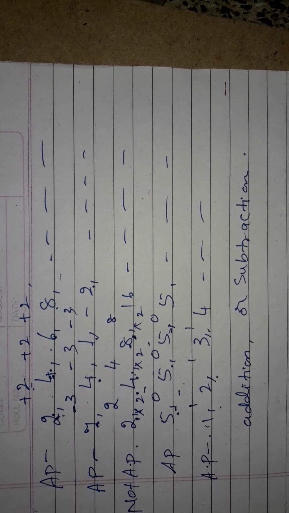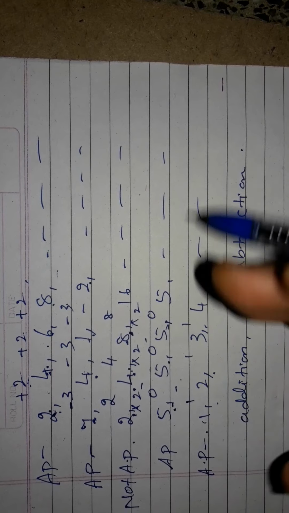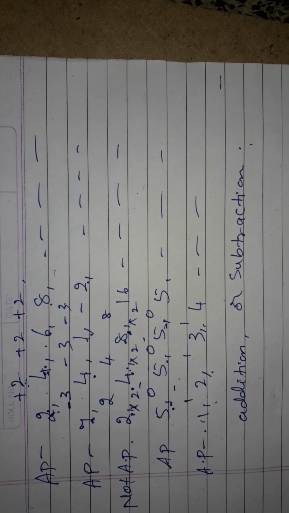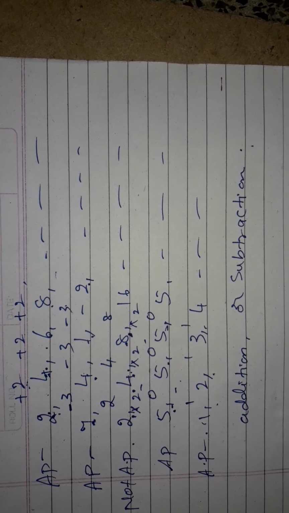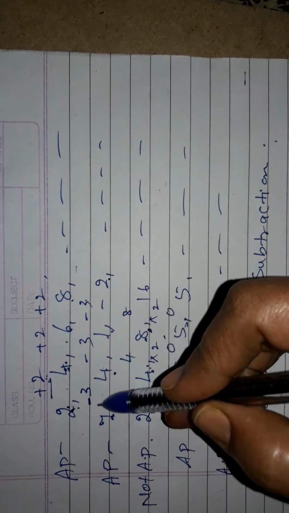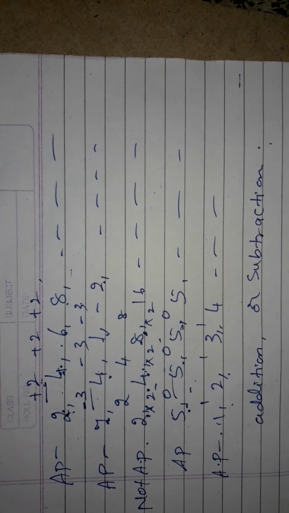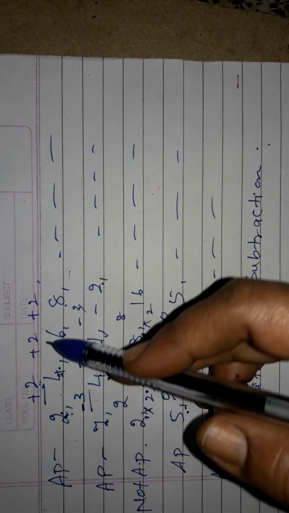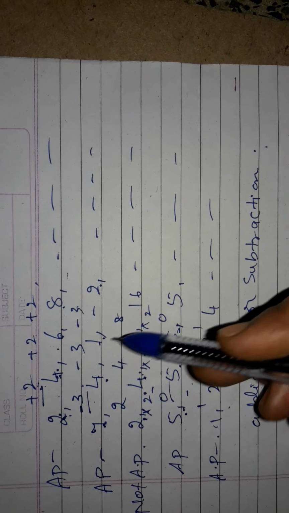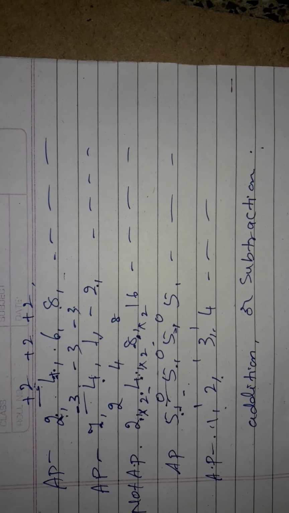Understood students? It is very easy. To get the next numbers, we should add some common difference. That means we should add one common number. That number may be positive or negative, or it may be 0 also.